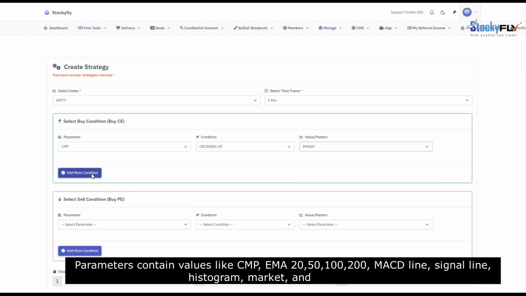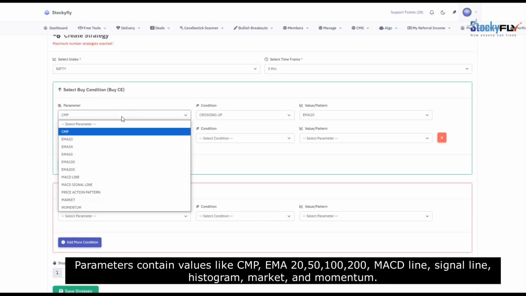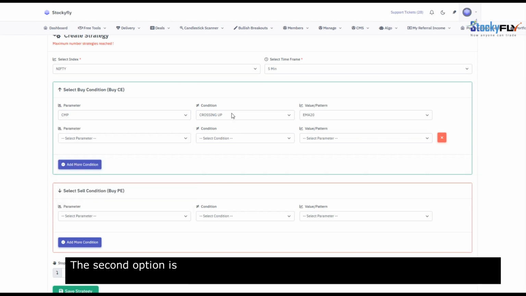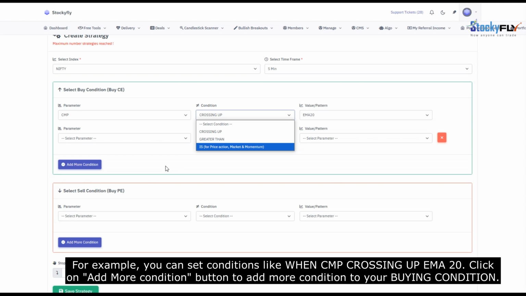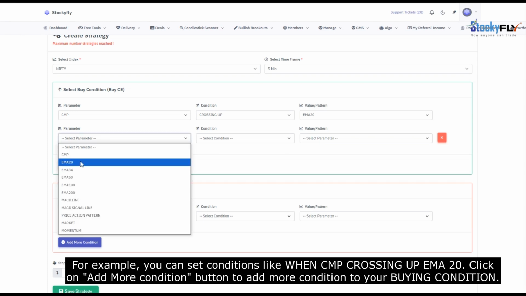Parameters contain values like CMP, EMA 20-50, SAR 100-200, MACD line, signal line, histogram, market and momentum. The second option is condition, which has values crossing up, greater than and IS. For example, you can set conditions like when CMP crossing up EMA 20. Click on Add More Condition button to add more conditions to your buying condition.